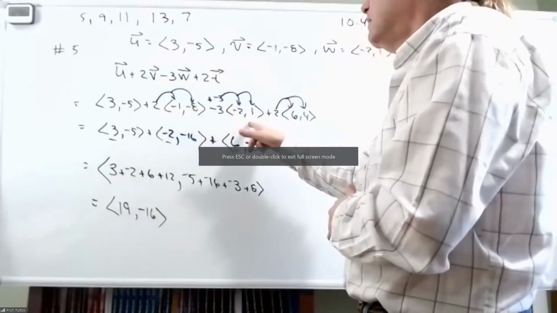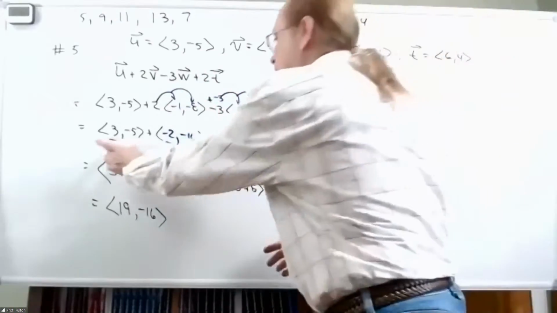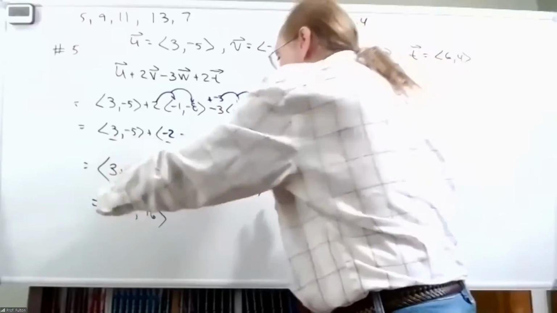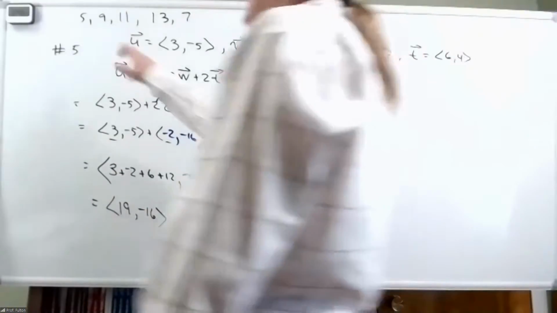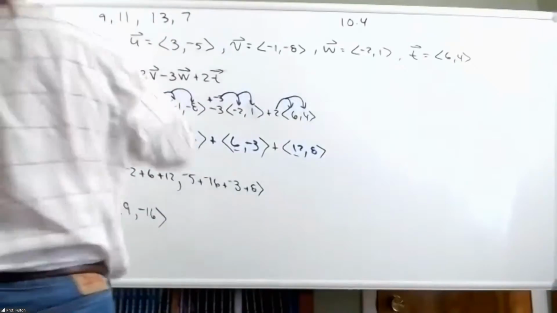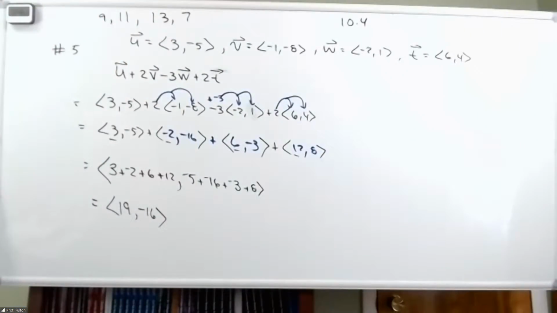Each component. And then when you add, you just add all the x components and the y components separately. And that's how it works out. So that's number 5. Let's take a look at number 7.